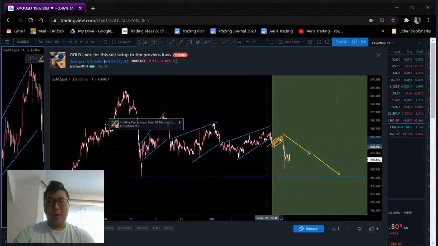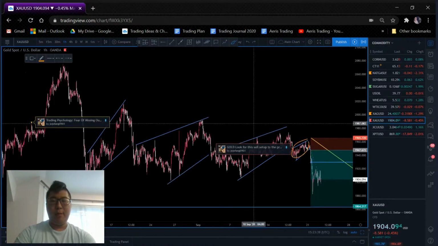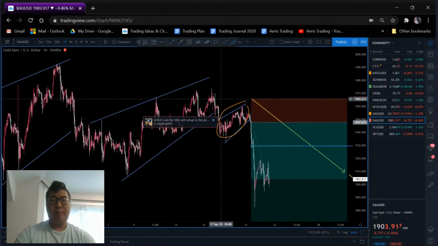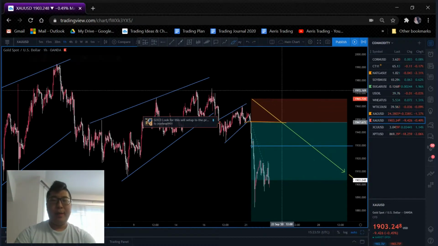So we get pretty much a perfect flag, an ascending channel, and then we had that impulse up. So I set an entry order just below here. It's pretty simple, right? My usual entry criteria: I put a stop entry order here, and I put my stop loss above the high.